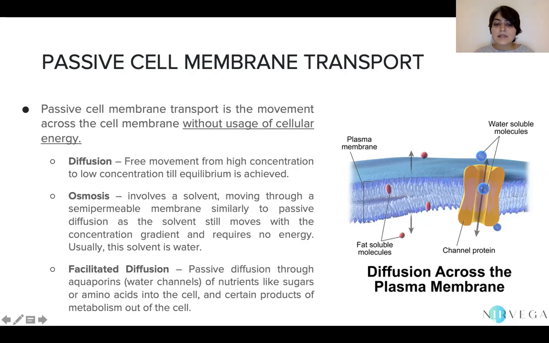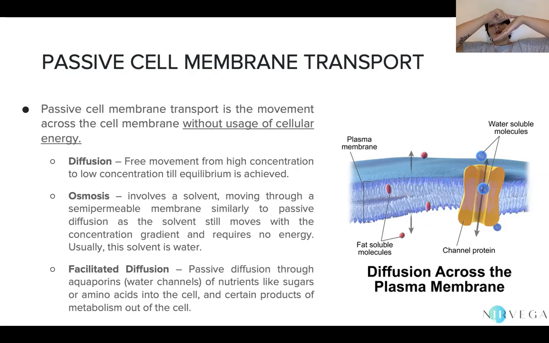So over here it is similar to passive diffusion, as the solvent is still moving with the concentration gradient. When I mean the concentration gradient, I mean the concentration slope. So concentration slope, if you imagine, if this point is higher concentration and this point is the lower concentration, this is the slope and this is the concentration gradient.